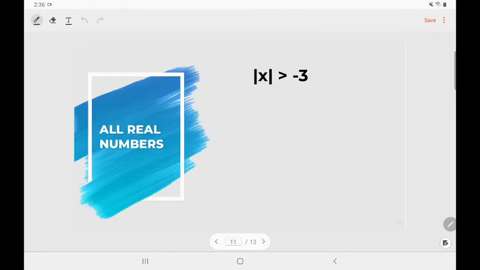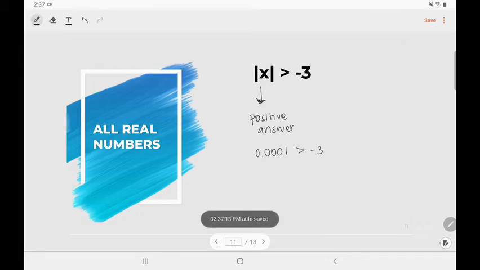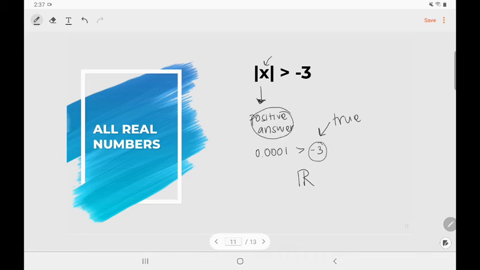On the other hand, let's look at this inequality. The same follows as with no solution. This is always going to be a positive answer. Remember, as small as 0.0001. And I'm comparing that to, in this case, -3. Is that greater than -3? Yes, it is. So this would be true, and my answer would be all real numbers. No matter what I plug into x, my answer is positive, and positives are always greater than negatives.